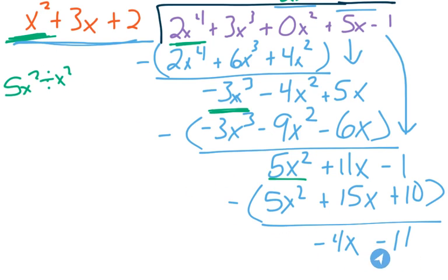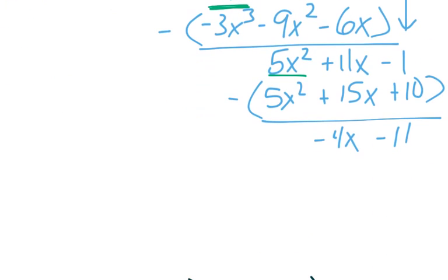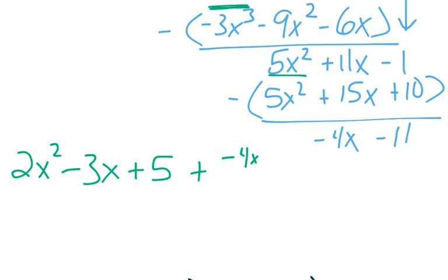I am finally smaller here than up in here. Okay, so I'm good to go to write my final answer. My final answer is going to be 2x squared minus 3x plus 5, then my remainder, plus negative 4x minus 11, over what I originally divided by, x squared plus 3x plus 2.